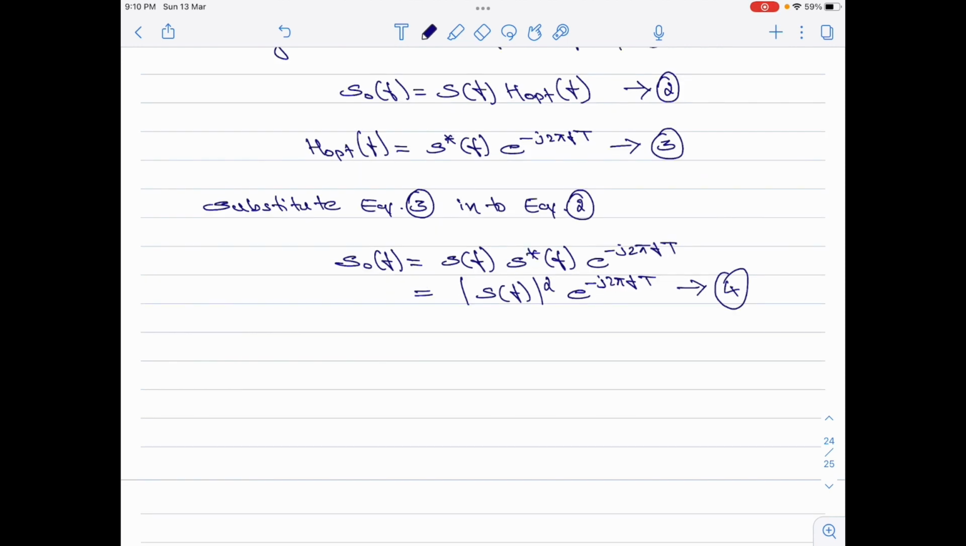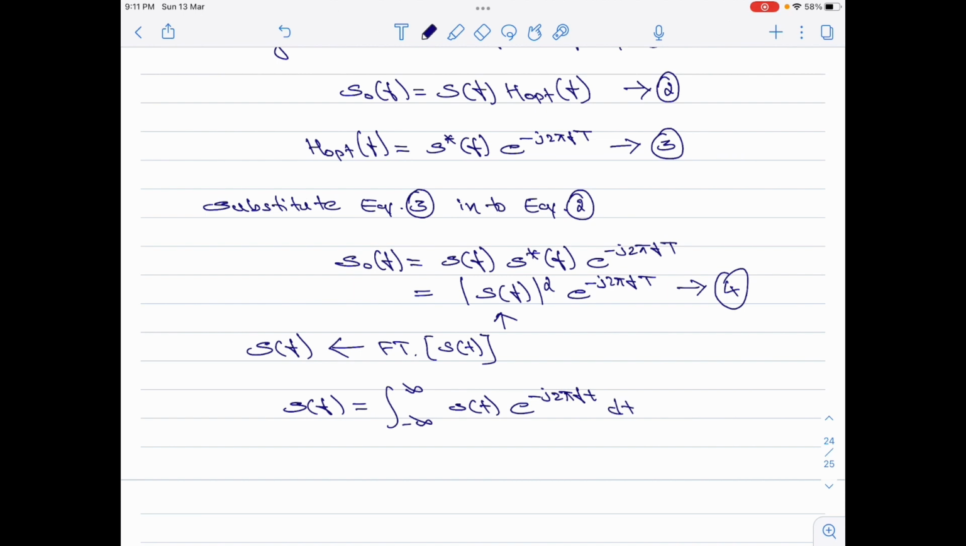Now, in the equation 4 RHS, the only unknown quantity is S of f. Let us now try to find that. We know that S of f is the Fourier transform of S of t. So, I'll write it as, and the relation between S of f and S of t can be given by the Fourier transform expression. S of f is equal to integral minus infinity to plus infinity S of t into e to the power of minus j 2 pi f small t into dt.